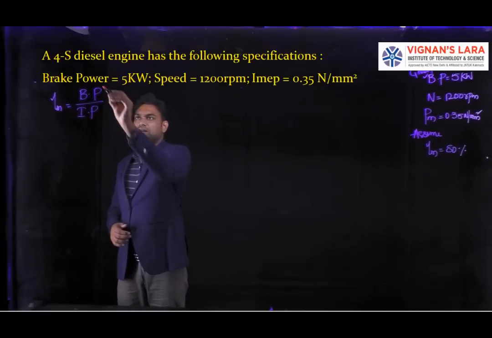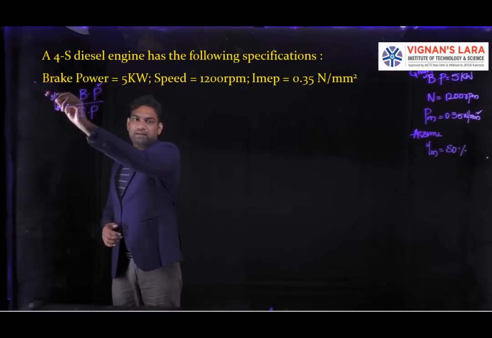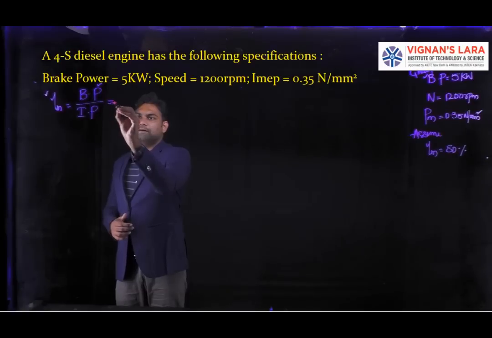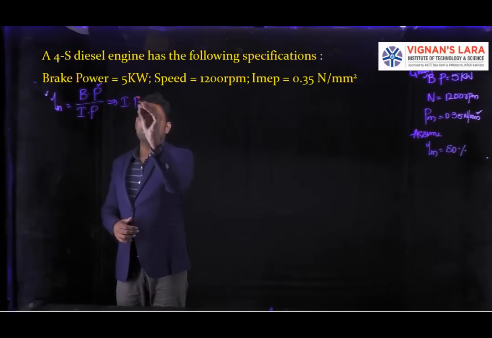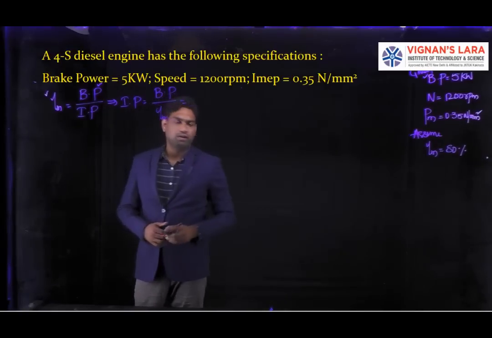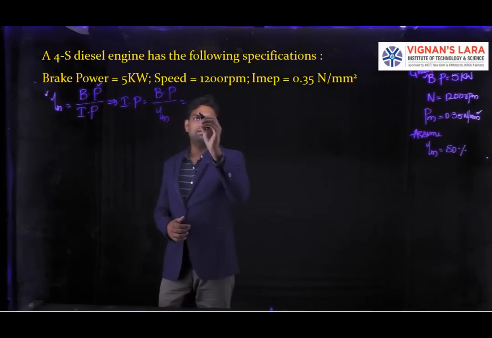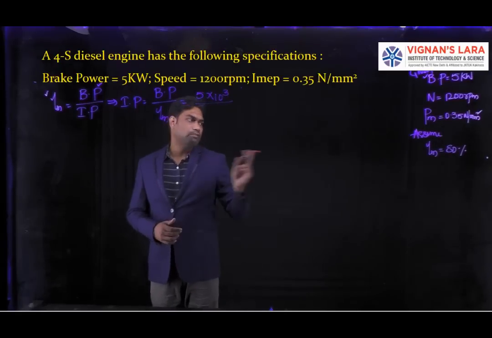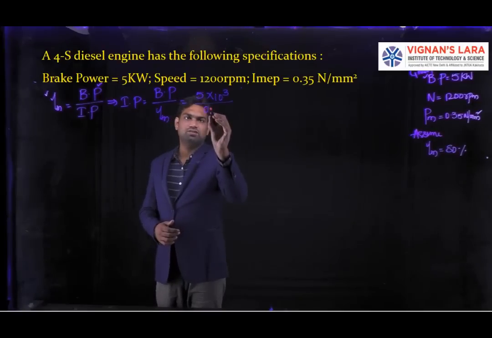So from that, brake power is known, and mechanical efficiency is assumed as 80%. From that I need to calculate the indicated power, IP equal to BP by mechanical efficiency. So what is the value of BP? That is 5 kilowatts, so that is 5 into 10 cube, divided by the efficiency, 80%, 0.8.